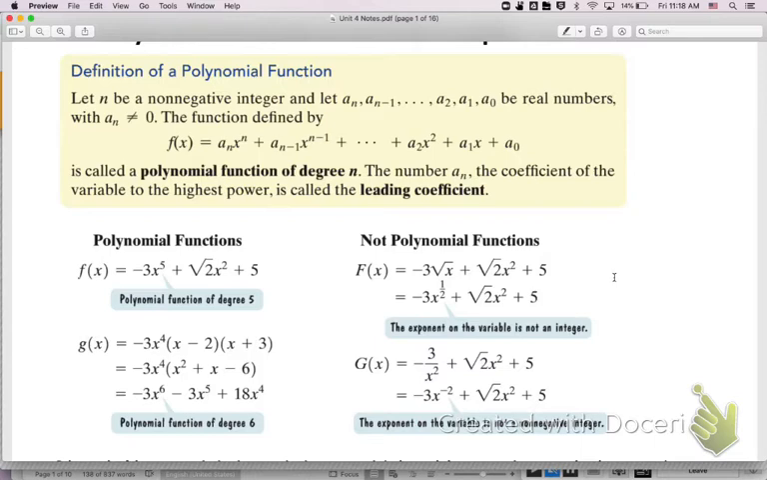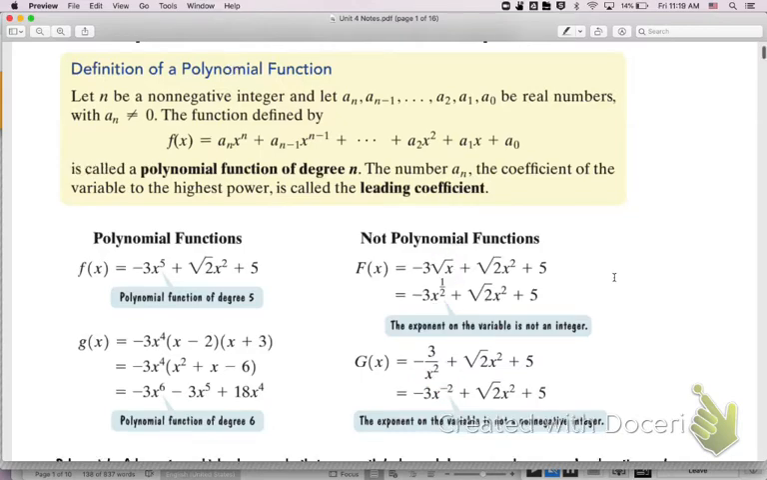So here are some examples of things that are polynomial functions versus things that are not. Here are the two big issues you want to look for. If my variable has a square root, that means it has a fraction power, so that makes it not a polynomial. And if my variable is in the denominator, that makes it a negative power, so that makes it not a polynomial, okay? So that's what we want to be looking for.